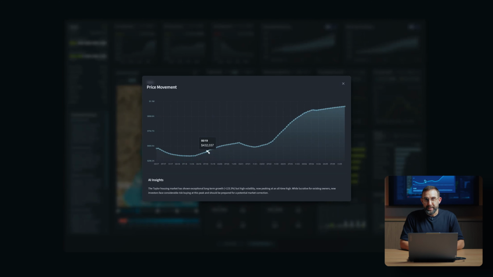So our first market is called Taylor. Now Taylor is in the ACT, it's a fringing suburb to Canberra. Taylor was developed in 2017.